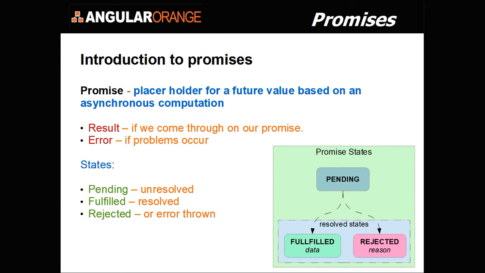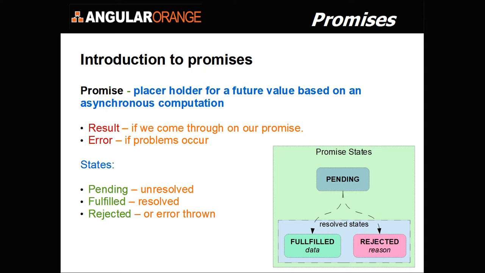What is a promise? It is a placeholder for a future value based on an asynchronous computation. Usually it resolves to one of two results. Either you get a result, that is, we came through on our promise, or we get an error because we had trouble coming through on that promise. In both cases, the promise is said to be resolved. So there are three states. First, it's pending, that is, it's unresolved, or it could be fulfilled, in which case it's resolved, or it can be rejected, or we can throw an error.